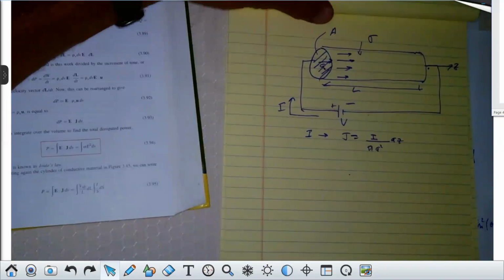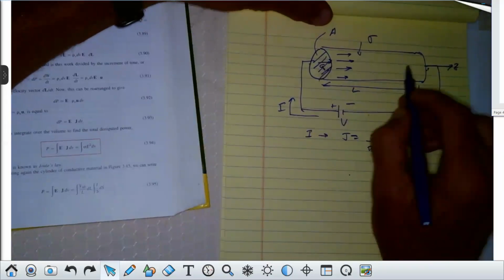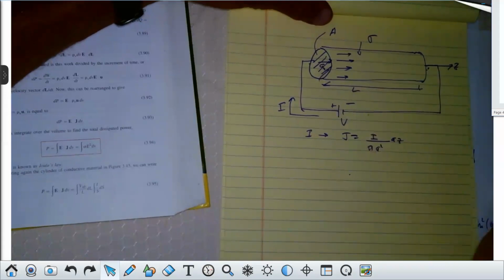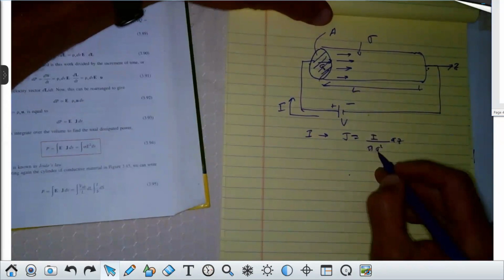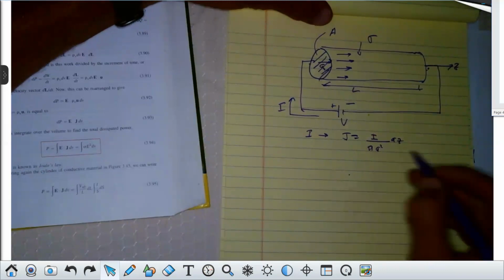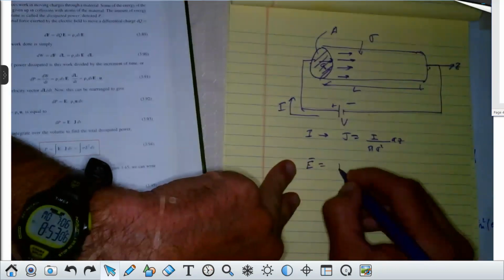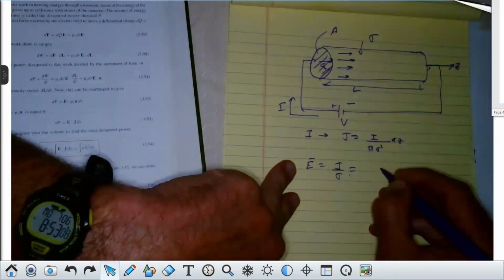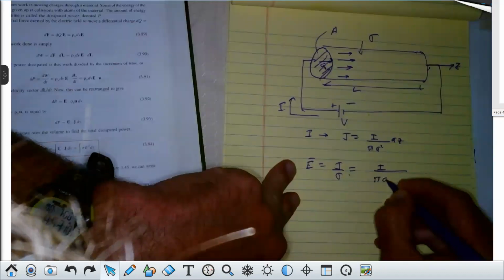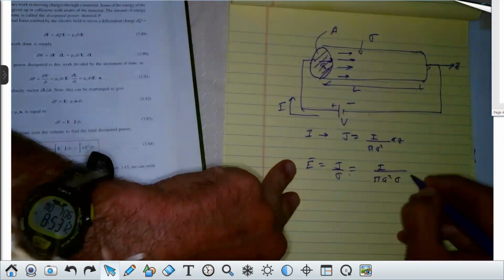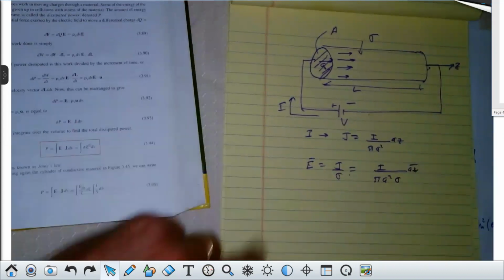If the current's flowing from here to here and it's uniformly distributed, I take the current over the surface area, right? That's J. Now I need E. And E would be what? J divided by sigma, or it's going to be I over pi A squared sigma AZ. Agreed?